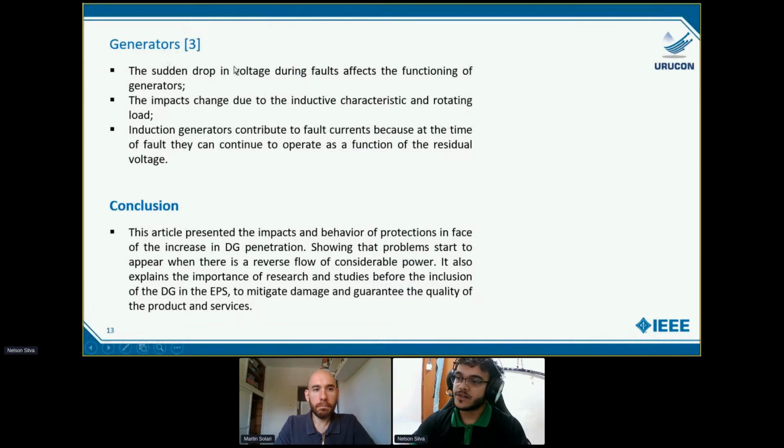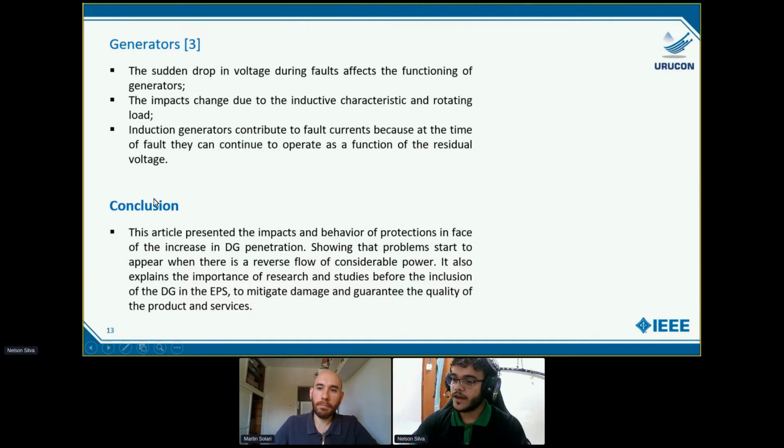This is the generator's case. It is a specific case because the sudden drop in voltage during faults affects the functioning of the generator, and the impacts change from what I presented before because, due to the inductive characteristic and rotating load, this generator can present some specific behavior. For example, induction generators contribute to fault currents because at the time of faults, they can continue to operate as a function of the residual voltage.